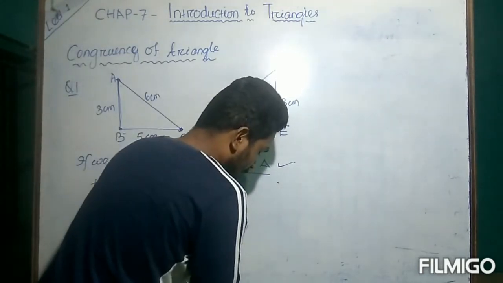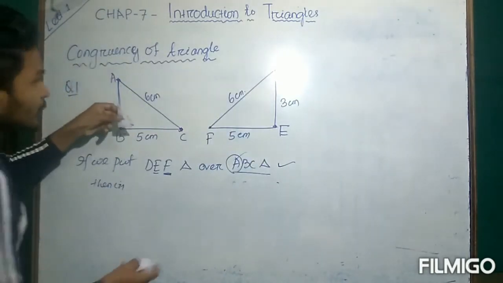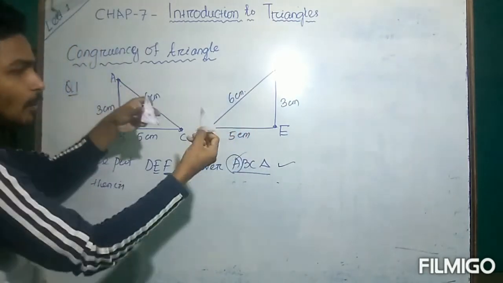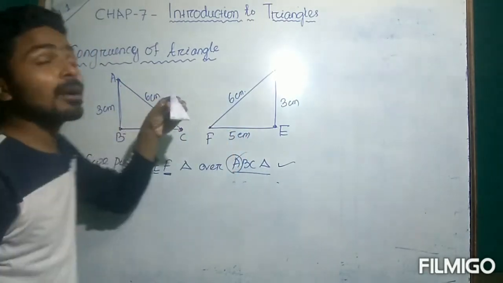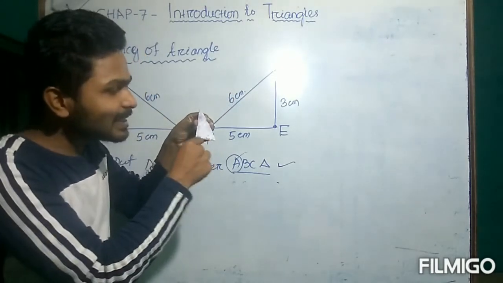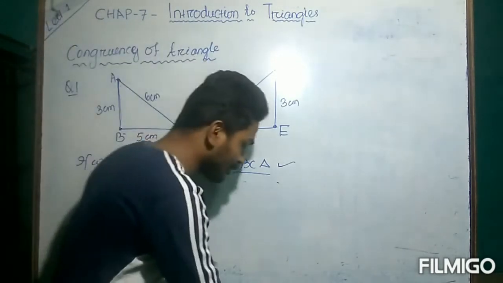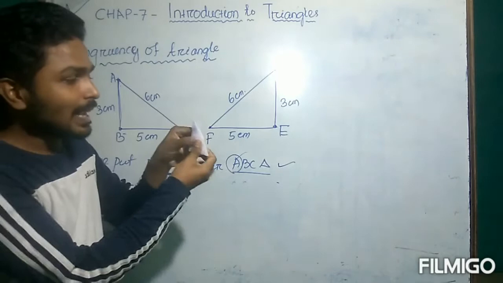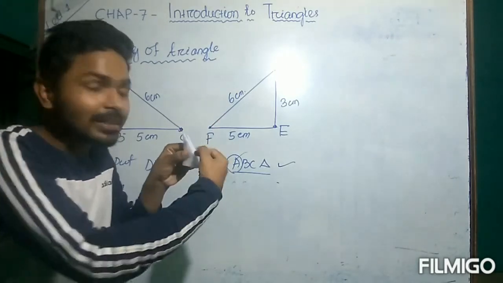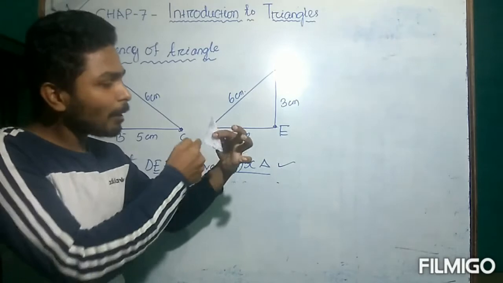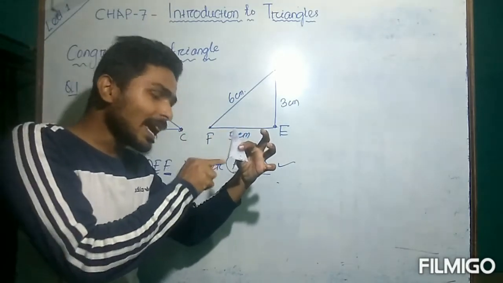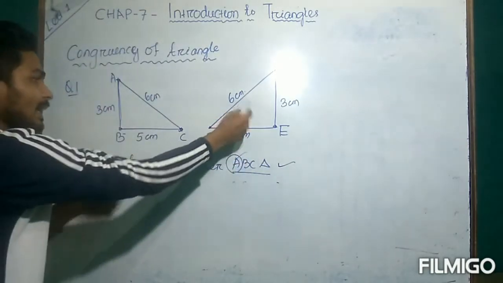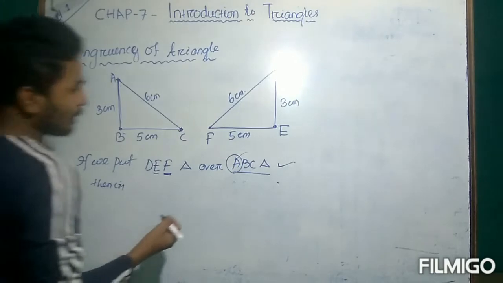Then, see, this is the triangle, right? And this is another triangle. I rotate it like this and put this triangle over this triangle. Then what do you see? You see that this base completely covers another base. This hypotenuse completely covers another triangle's hypotenuse. This perpendicular height completely covers another triangle's perpendicular height. Yes or no? Yes. So whenever you put this triangle over this triangle, then what will happen?